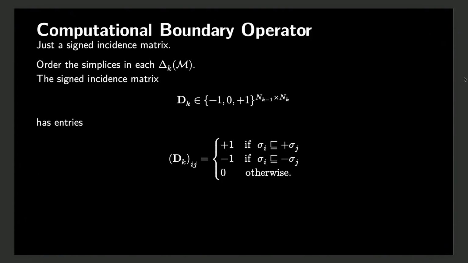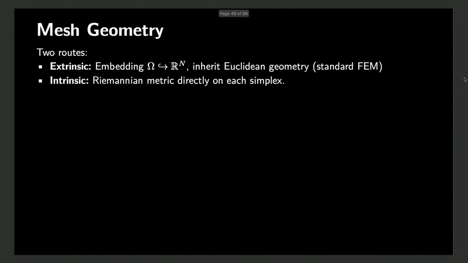Computationally, computing this boundary operator is very simple. You have your data structure that has all your simplices, and then this is just a signed incidence matrix, where you check if one simplex is a subsimplex of another. You check the relative orientation, and this gives you the sign, and if they're not incident, you get a 0. So this is the computational representation of the boundary operator. And now what's left to do? Now topology is finished.